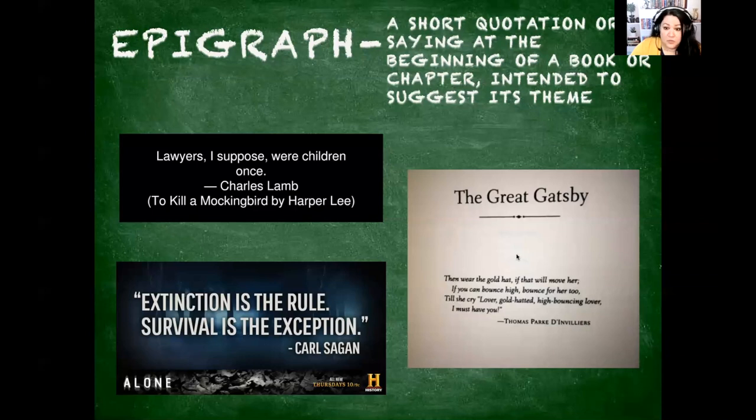And so this is the quote that F. Scott Fitzgerald put at the beginning of the book. "Then wear the gold hat, if that will move her. If you can bounce high, bounce for her too. Till she cry, lover, gold hatted, high bouncing lover, I must have you." And that's really what Gatsby does the whole book: if Daisy wants something, he does whatever he can to do it for her, because he loves her. So great epigraph.